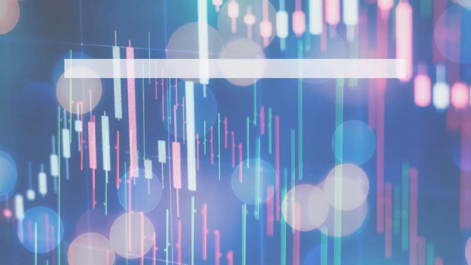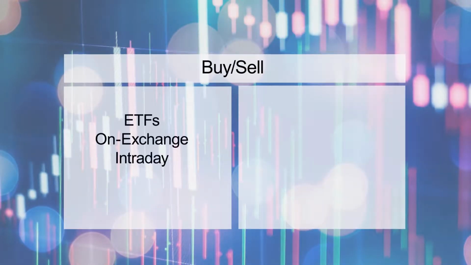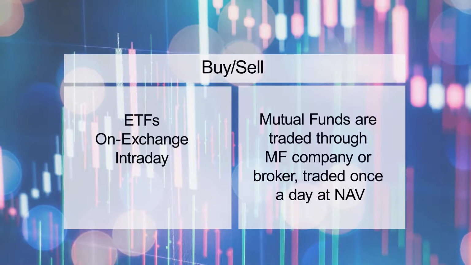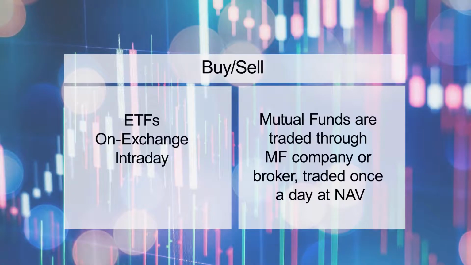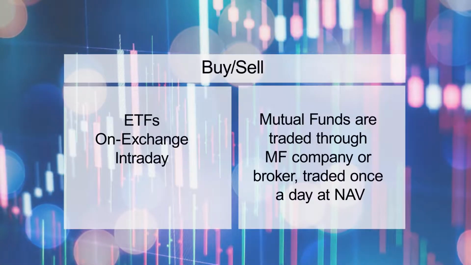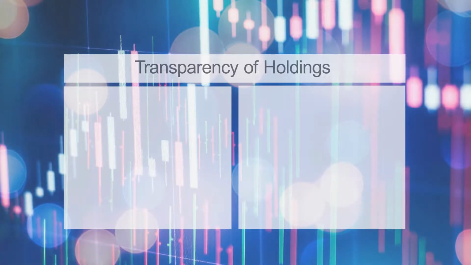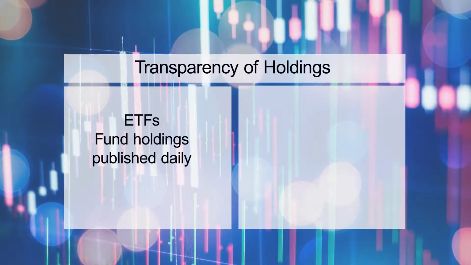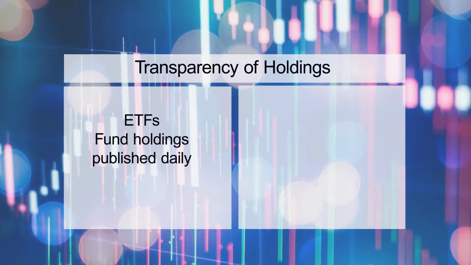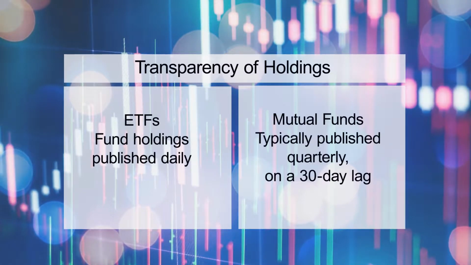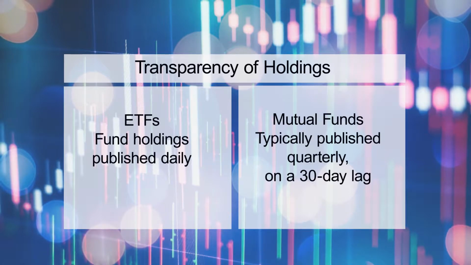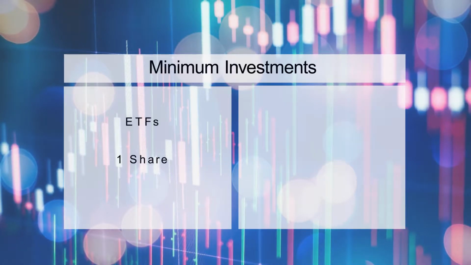So how does an ETF differ from a mutual fund? Well, let's talk about buying and selling. ETFs, as we said, are traded on an exchange intraday. Mutual funds are traded through the mutual fund company, and they are traded once a day at NAV. Transparency. ETF holdings are published on a daily basis, and they are transparent at all times. Whereas mutual funds publish their holdings on a quarterly basis, and that is generally on a 30-day lag.